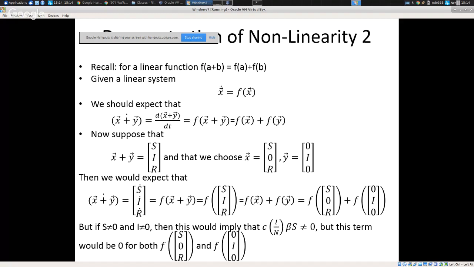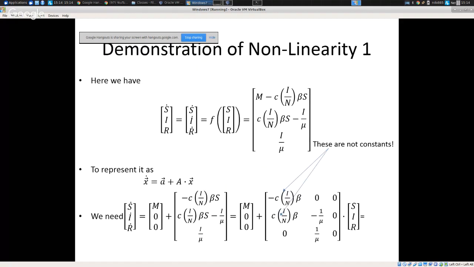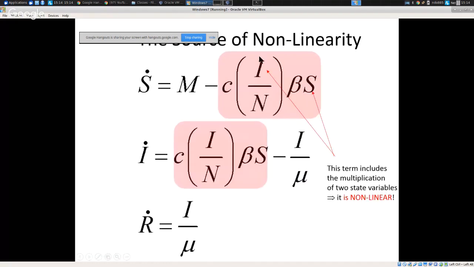This system is not linear, ladies and gentlemen. And it's not linear because of this term. Because here we have this mixing between susceptibles and infectives. We can't consider each one in isolation. We have to consider them together. We have to consider them in a combined way.